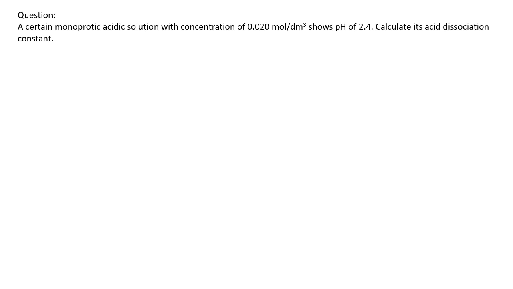Today, we will go through a question under the topic of acidic solution. The question is as follows. A certain monoprotic acidic solution with a concentration of 0.02 mole per dm cube shows pH of 2.4. Calculate its acid dissociation constant.